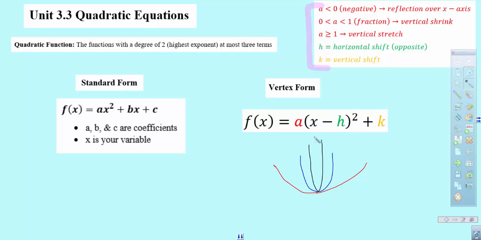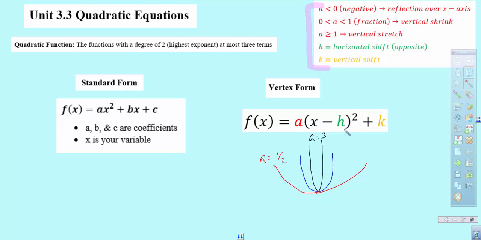So this would be if your a value was 3. Out here, the red would be if your a value was 1/2, a fraction. And then obviously the blue one is your parent function, the original quadratic of just x squared.